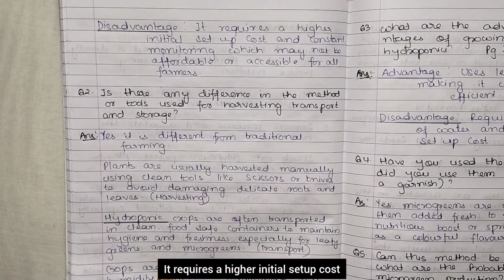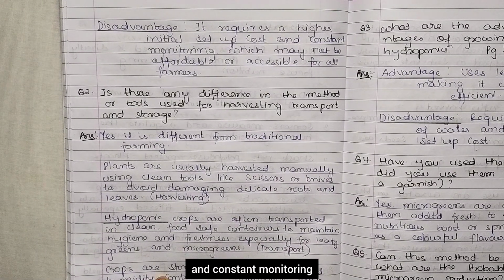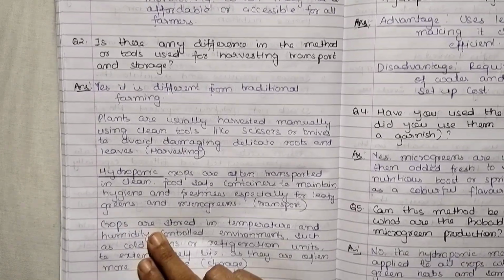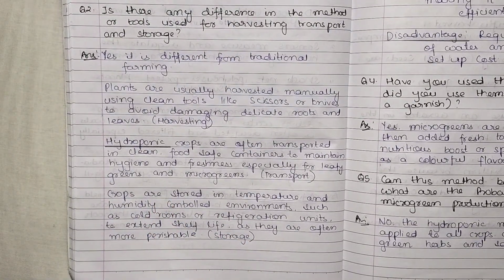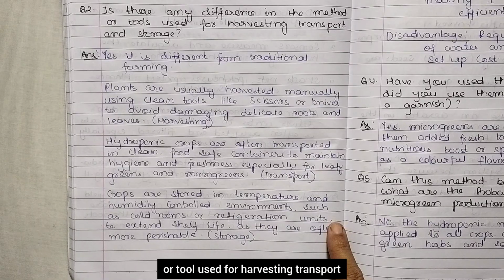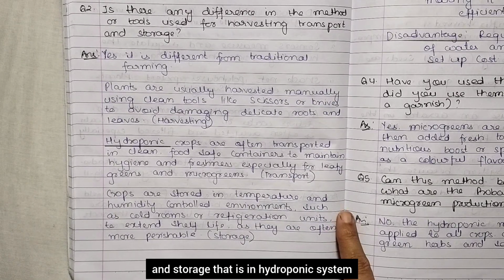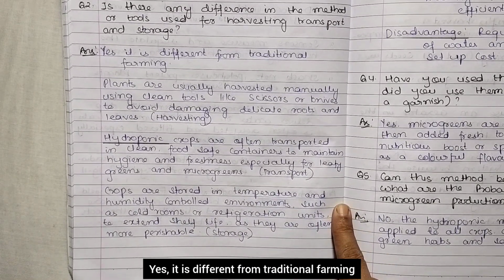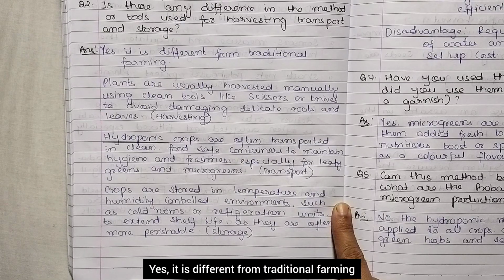It requires a higher initial setup cost and constant monitoring, which may not be affordable or accessible for all farmers. Next, is there any difference in the method or tool used for harvesting, transport and storage in a hydroponic system? Yes, it is different from traditional farming.